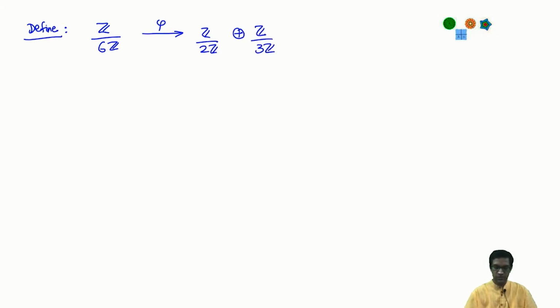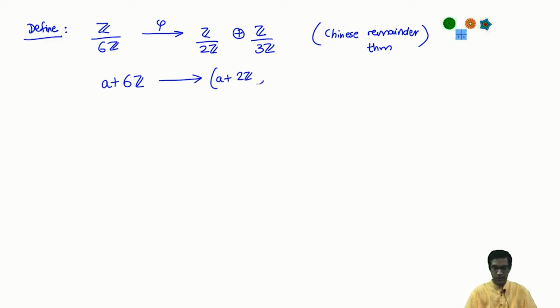Okay, and what's the isomorphism? So like I said, you have already encountered this. Recall what was called the Chinese remainder theorem in the context of abelian groups, and the map is the following: given any coset a plus 6Z, you just map it to the corresponding a plus 2Z and a plus 3Z. So given a number a modulo 6, you just map it to the congruence class of a modulo 2 and a modulo 3, and recall that this map was an isomorphism.